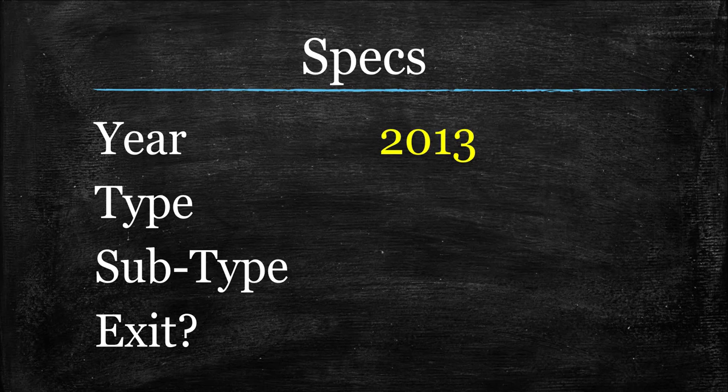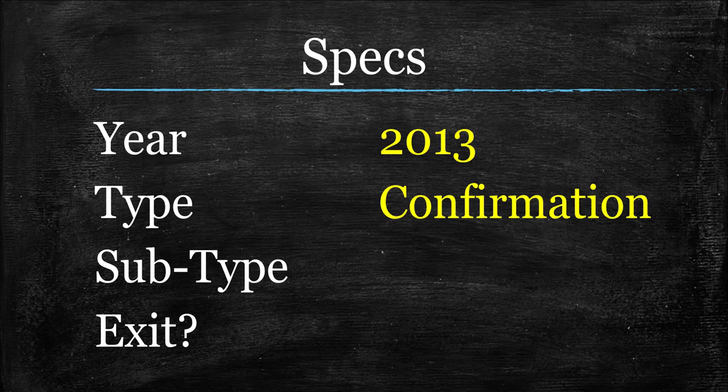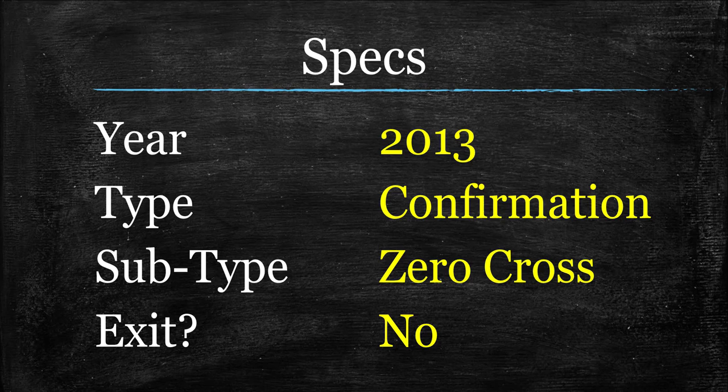The year is going to be 2013, actually coded for MT4 in 2020. This started out as an MT5 indicator, so all of you MT5 heads out there should be able to locate this one pretty easily. Type is going to be a confirmation indicator. It's going to be a zero cross this week. And for exits, you pretty much know how I feel about zero cross indicators. For that purpose, not my favorite. So let's go ahead and look at it.